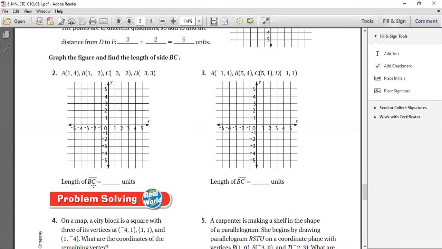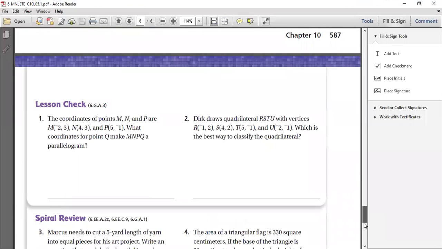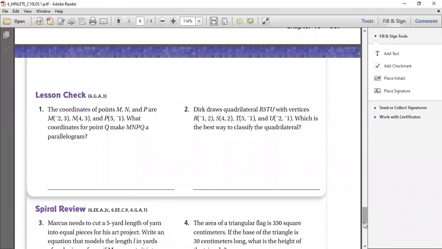So they want to find length of BC. Either you will count it, but the best way is using the absolute values, using these two, D and C. So -2 is the same, so you will not find the distance for that, but you will find the absolute value for 1 and -3. As you can see that they are in two different quadrants, so you will have to add them. So you will do question number 2, 3, and then next page question number 1 and 2.